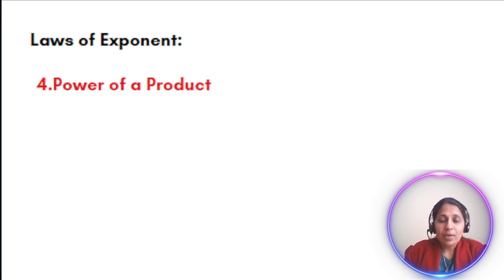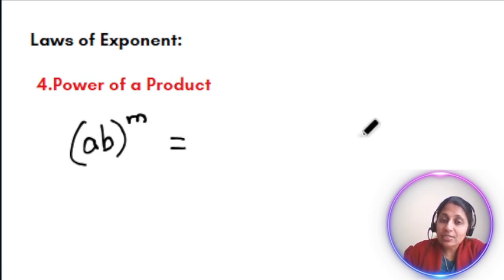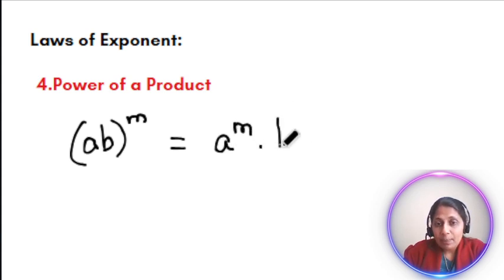And coming to the next law, which is the power of the product. What is my product? The result of multiplication. So product, let's take a product A into B. And this is raised to the power m. If this is the case, then we can separate them both. A to the power of m multiplied by, this dot denotes multiplication, b to the power of m.